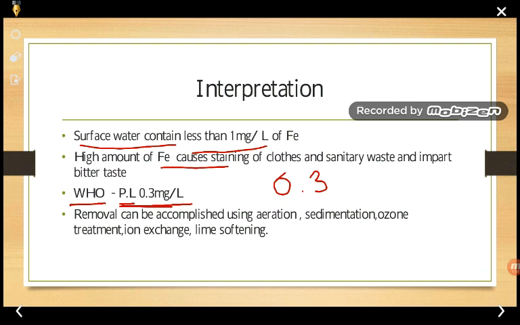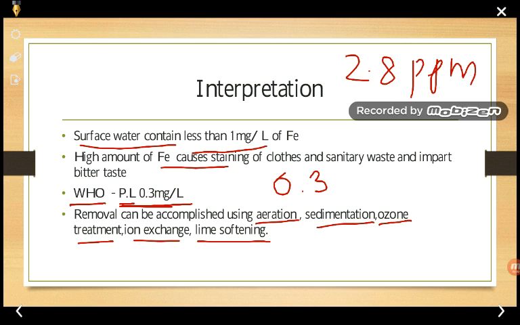Sometimes the examiner will ask how you are going to remove the ion from the water. The removal of the ion can be accomplished by using aeration, or by means of sedimentation, ozone treatment, ion exchange, or lime softening. These are the different processes which, when applied to water containing more ion, can reduce it. So from this experiment, what you can interpret is that our sample was containing 2.8 ppm.